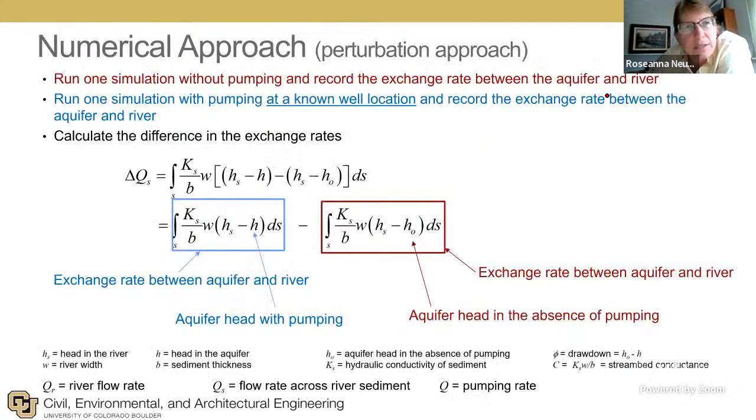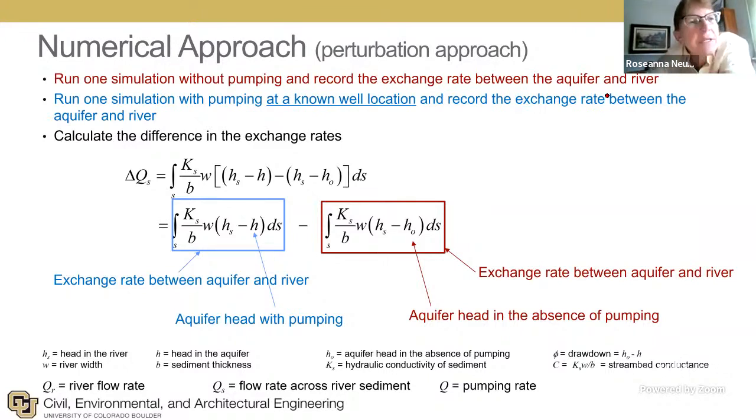The other way to estimate stream depletion is a numerical approach. What we would typically do is use the Glover-Balmer method and get a first cut at stream depletion. And then if that stream depletion exceeds our limits, then we'll go with a more robust way, some way that we could take into account the actual geometry of the aquifer, the actual geometry of the river, and so forth.